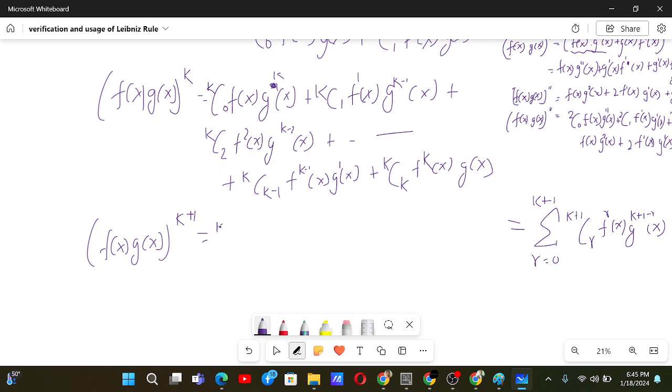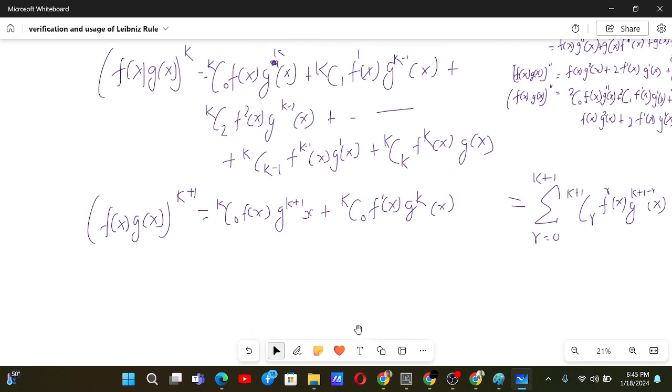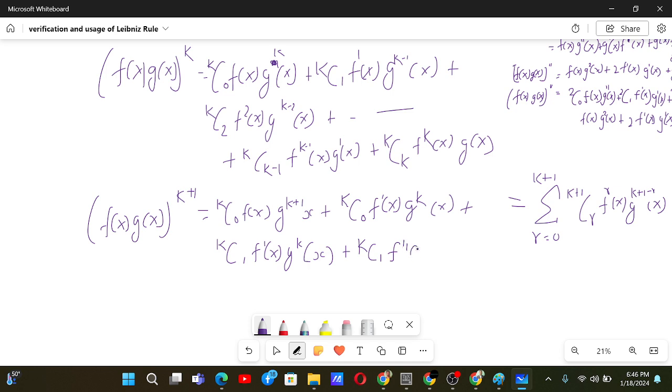What will we get? We will get kc0, and then f of x, g of k plus 1 x, plus kc0, that will be f dash x, and then g of kx. Again for the second term let us do the same thing. That will give us kc1 f dash x, that will be g of kx, and then kc1, that will be f double dash of x, g of k minus 1 x.